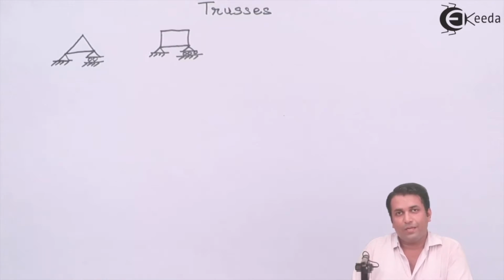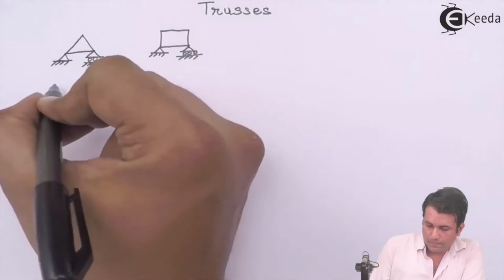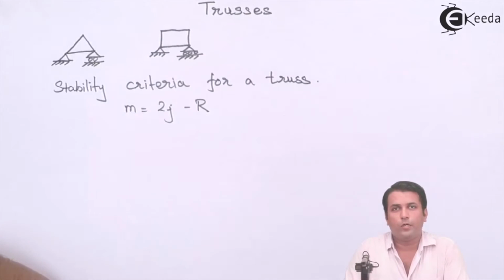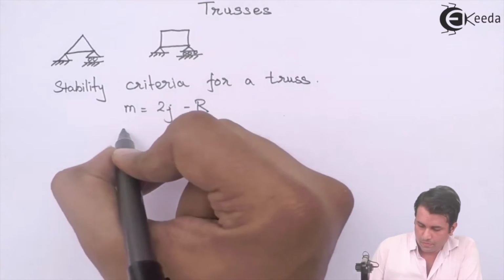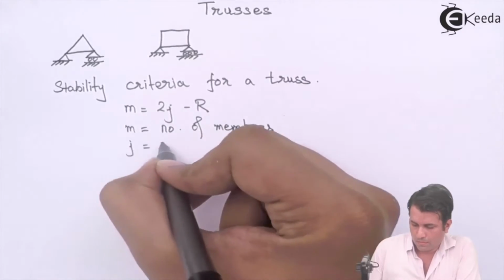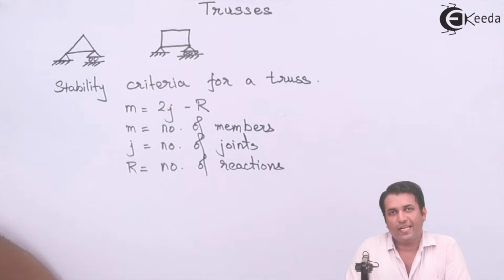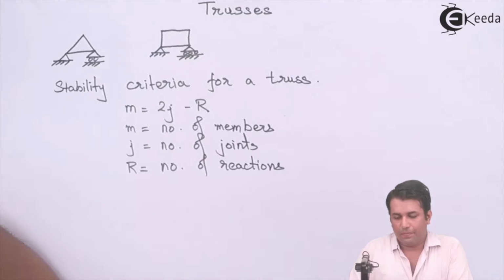Now, what is the stability criteria for a truss? M equal to 2j minus R. Now, what are these alphabets given over here? M is the number of members, J is the number of joints, and R is the number of reactions. For example, if I take any simple truss, it should satisfy this condition of M equal to 2j minus R. Now, I'll give you one example of a truss.